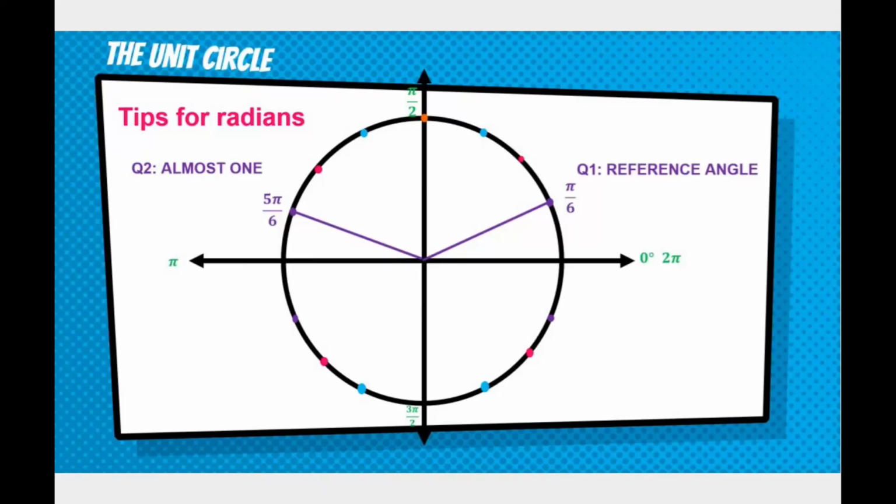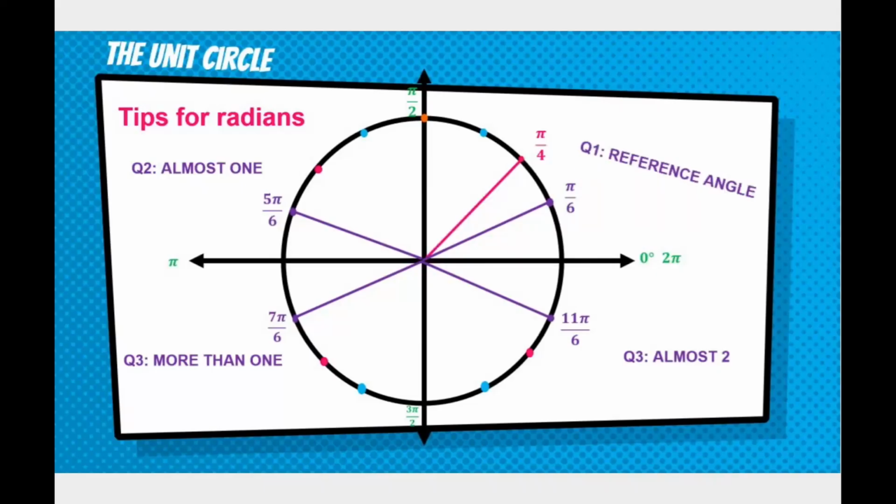Quadrant 3, it's going to be more than 1, like 1 more than 1, as a matter of fact. You can also think more specifically on quadrant 2, you can say 1 less than 1. And we're ignoring the pi when we say that. Like 5 over 6 is 1 less than 1, because if it was 6 over 6, that would be 1, right? 7 over 6 is 1 more than 1. If it was 6 over 6, it would be 1, right? And then quadrant 4 is almost 2. So we're almost to 12 over 6, which is 2, right? We're almost there.